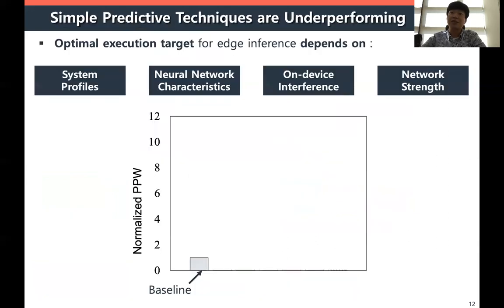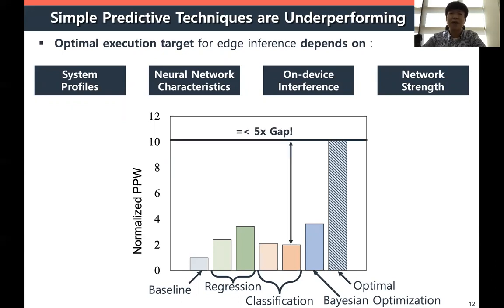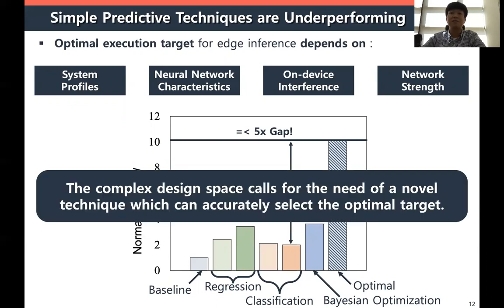Because of the complex design space due to stochastic nature of edge cloud execution environment, simple predictive techniques are not sufficient for the optimization of edge inference. This figure shows the energy efficiency of baseline of edge CPU, predictive approaches such as regression-based approaches, classification-based approaches, Bayesian optimization, and the optimal scheduler. The y-axis indicates the performance per watt of the techniques. As shown in this figure, there is up to 5x gap between the predictive approaches and the optimal one. This means that the complex design space of edge inference optimization calls for the need of a novel technique which can accurately select the optimal execution target.